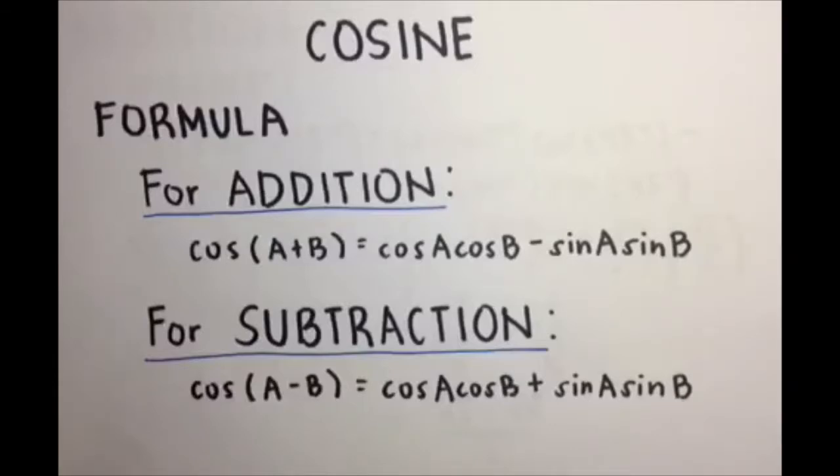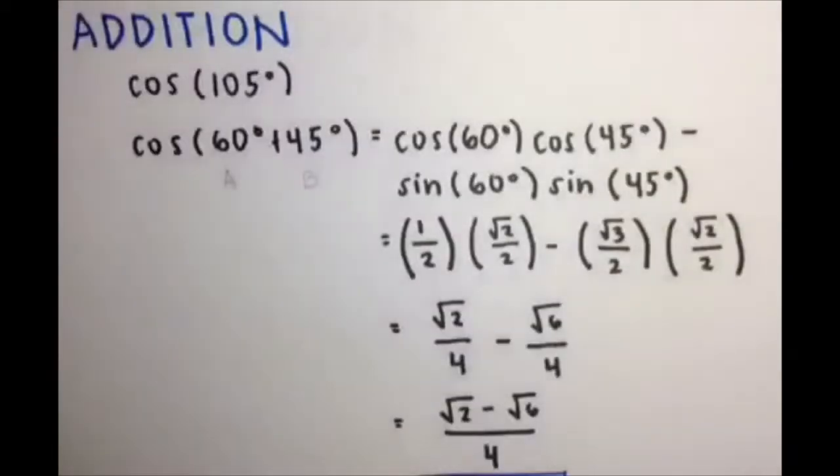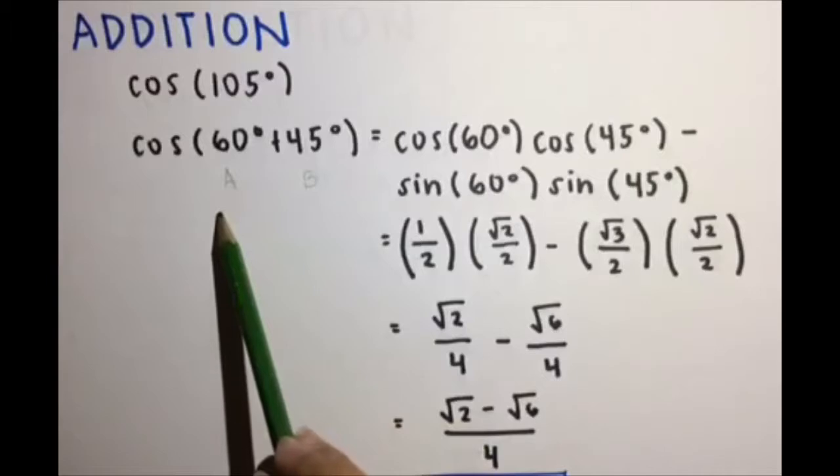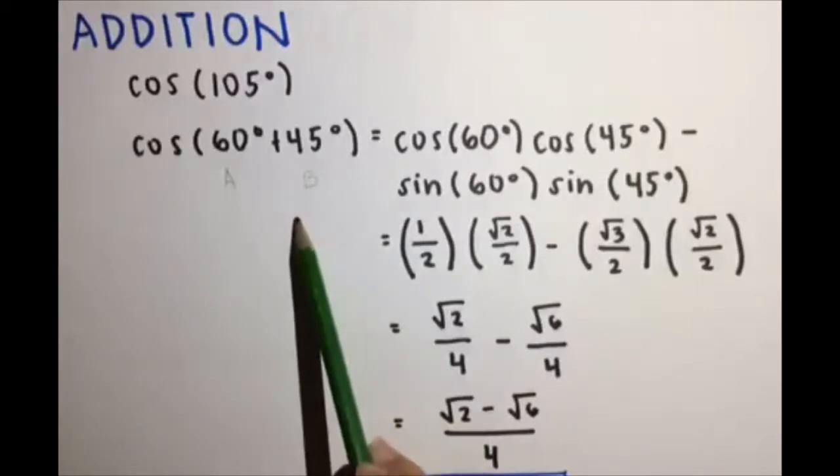Here is the sample problem for addition of cosine. We have here cosine 105 degrees. Just like the method that we did in sine, we just need to think of two common angles whose sum is equal to 105 degrees. The two angles are 60 degrees and 45 degrees. 60 degrees will be our A and 45 degrees will be our B.